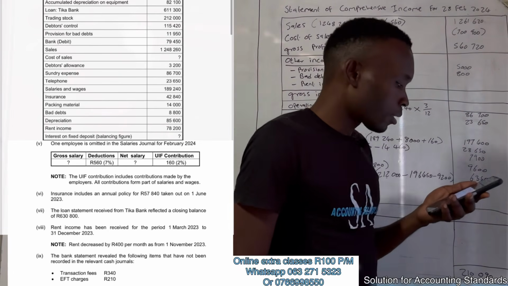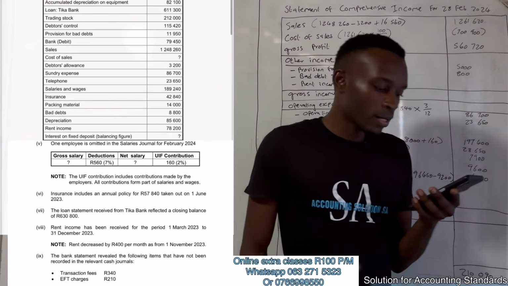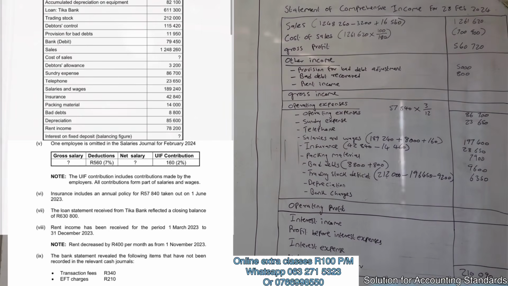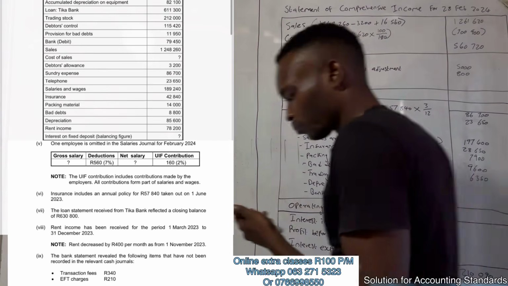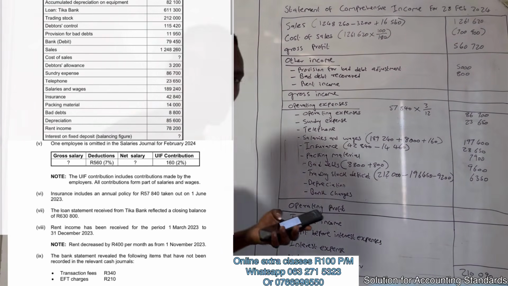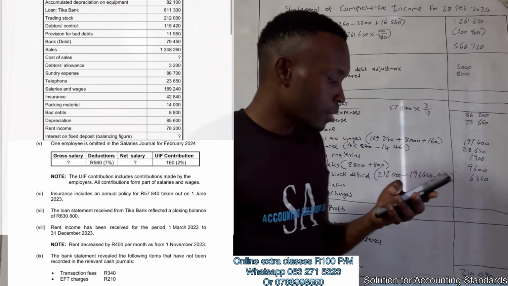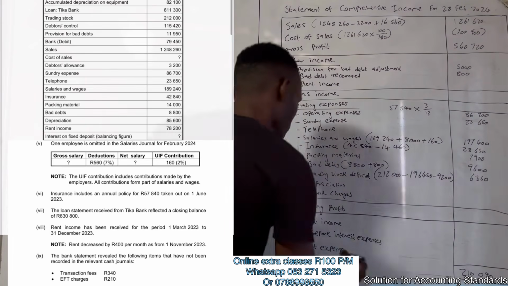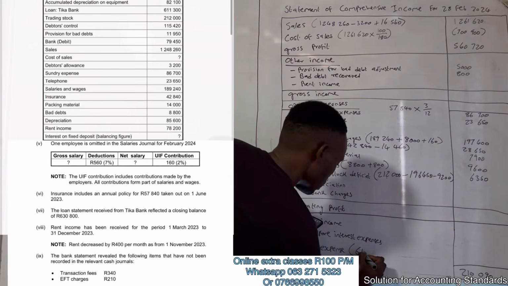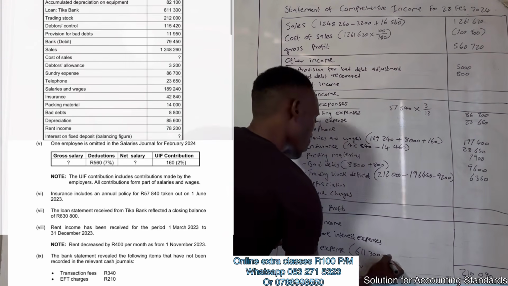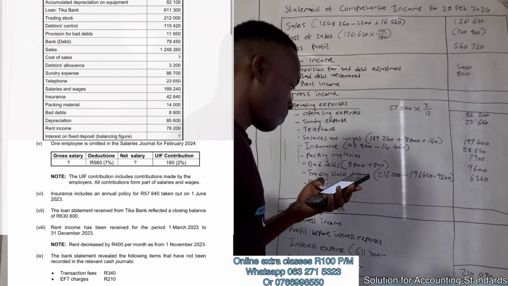The loan statement received from the bank reflects the closing balance of 630,800. Okay, so how are we going to deal with this one? The loan is the one that is going to help us to calculate interest. At the beginning, guys, our loan was 611,300. We have to compare with the balance at the end and see how much it was.